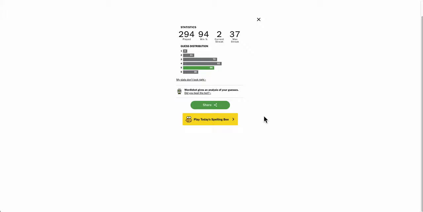Not proud of my solve path, but I got there. I'll take it.